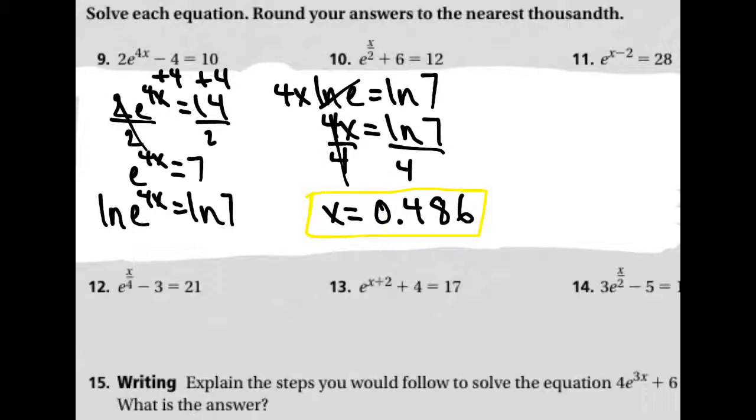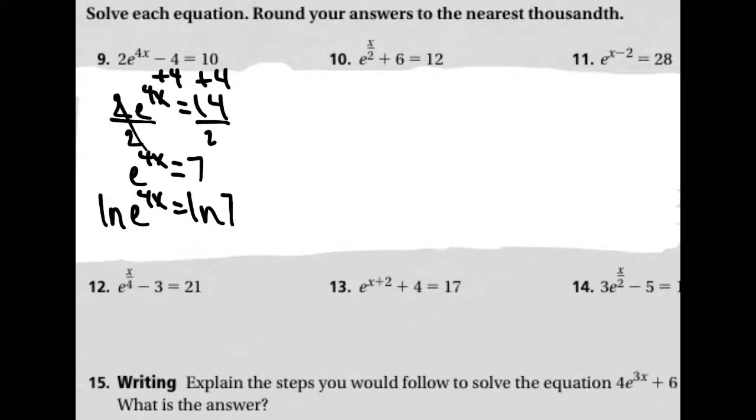Okay, let's move on to number 10. Number 10, e to the x over 2 power plus 6 equals 12. First thing I'm going to do, like before, is kick out that 6. So I'm going to subtract 6 from both sides. So I get e to the x over 2 equals 6. I just subtracted 6.